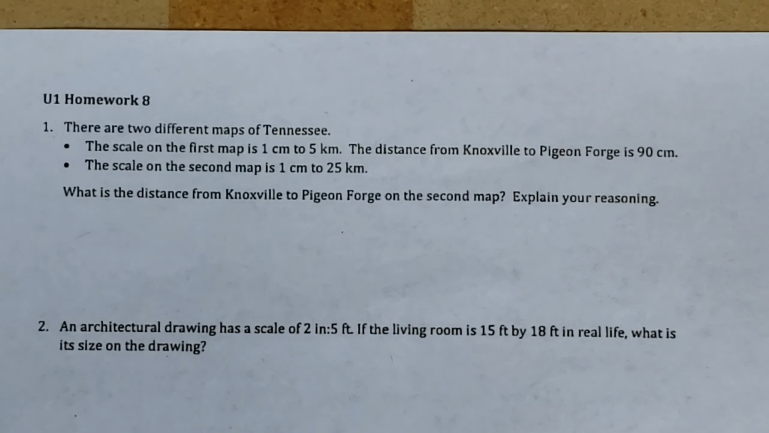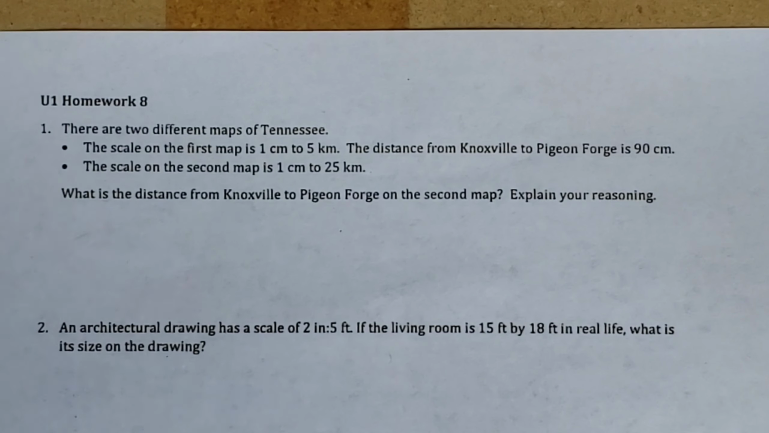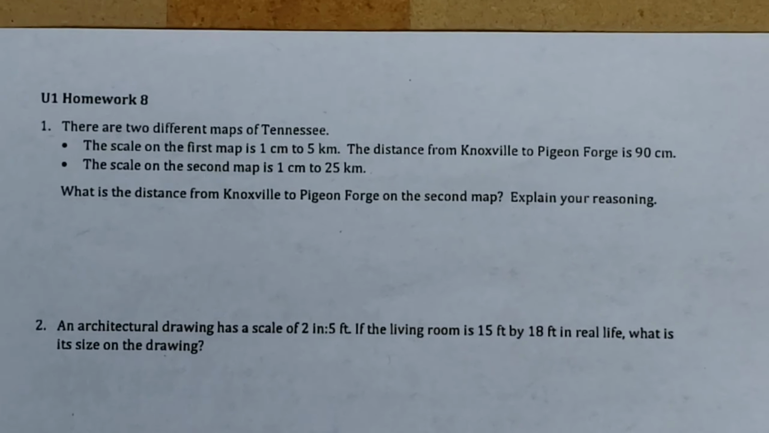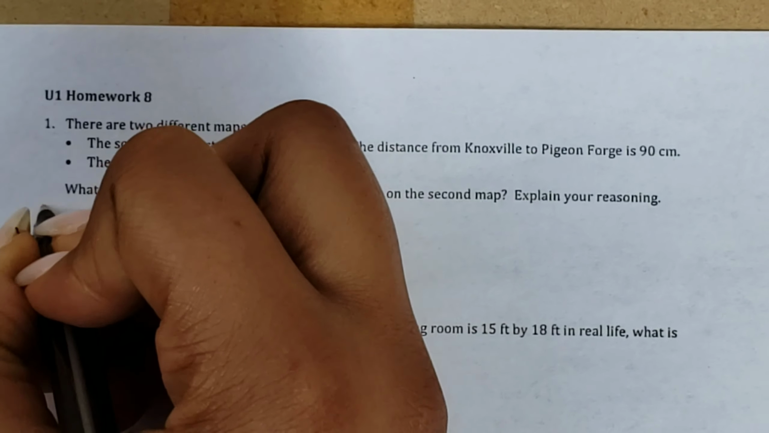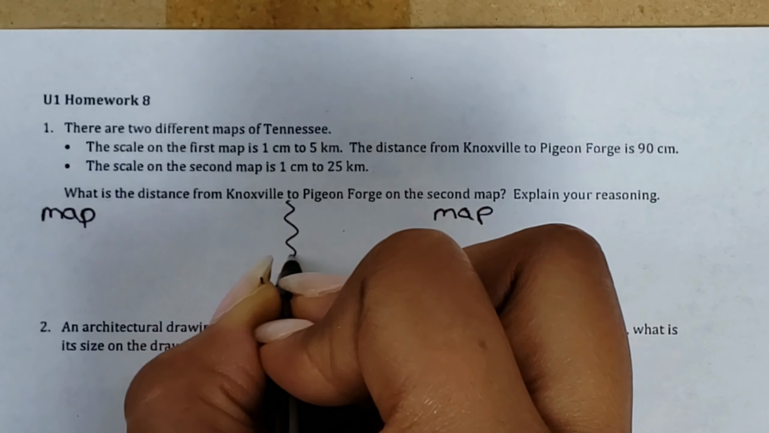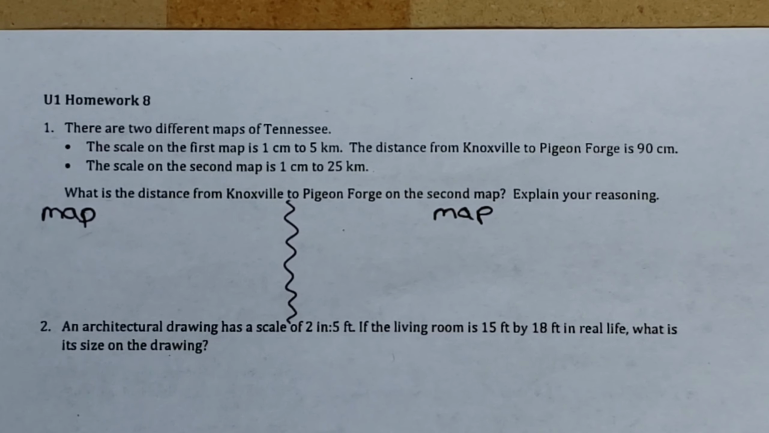All right, let's hop right on into number 1. So we have 2 different maps to make. And so as you see here, I'm going to make my first map section. This is map number 1. And then I'm going to make my map number 2 section. Just divide those off like that.